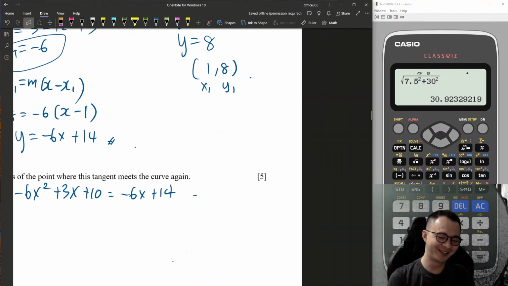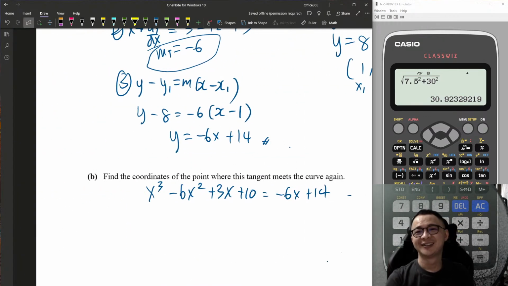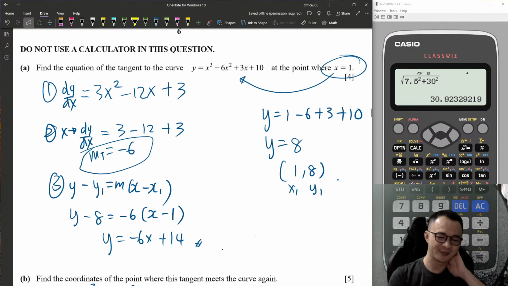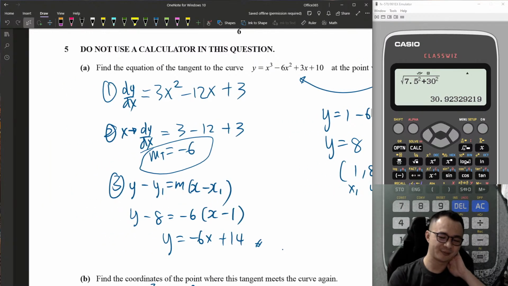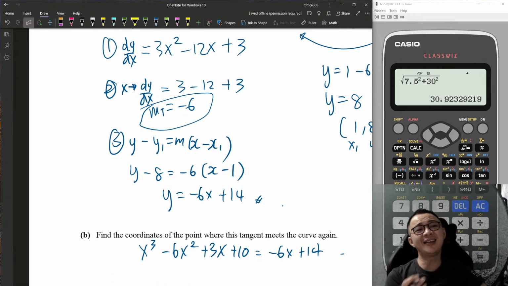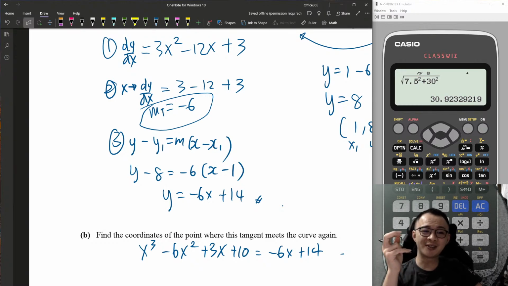What? 5 marks. Oh my god. Don't tell me I need to solve the cubic equation. Alright, but at least I know one of the roots, right? Because there are 2 intersection points, and we already know just now one of the intersection points is x equals 1. So we at least have one of the roots, and we can do a long division later.